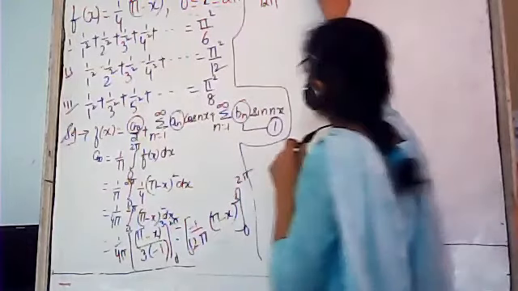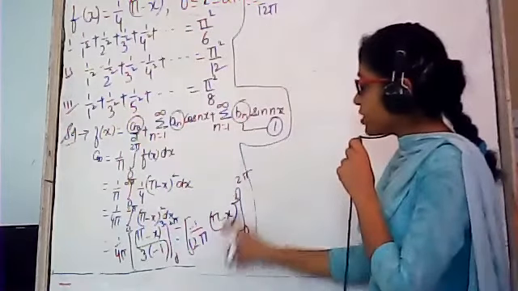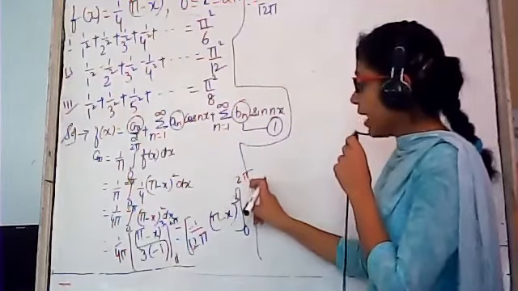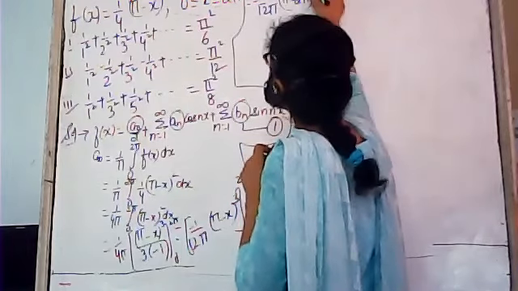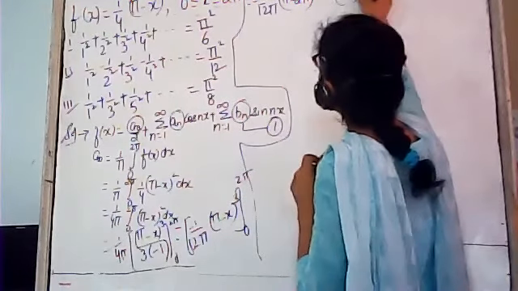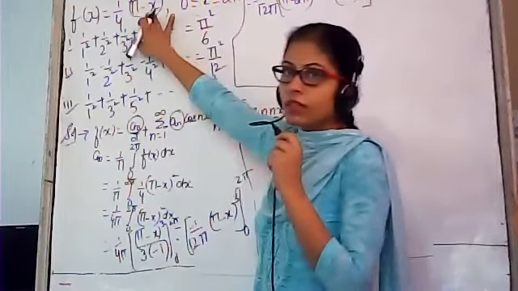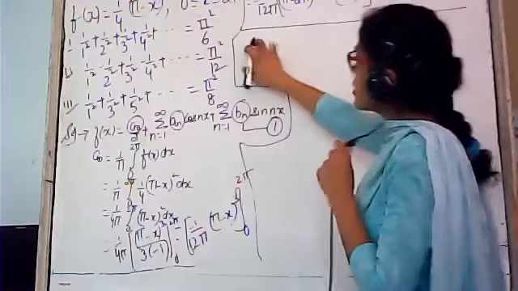Ma'am, it's not visible. Write it a little lower. Ma'am, not visual. Beta, this was visible? Yes ma'am. This is not visible. No ma'am. Now is it visible?